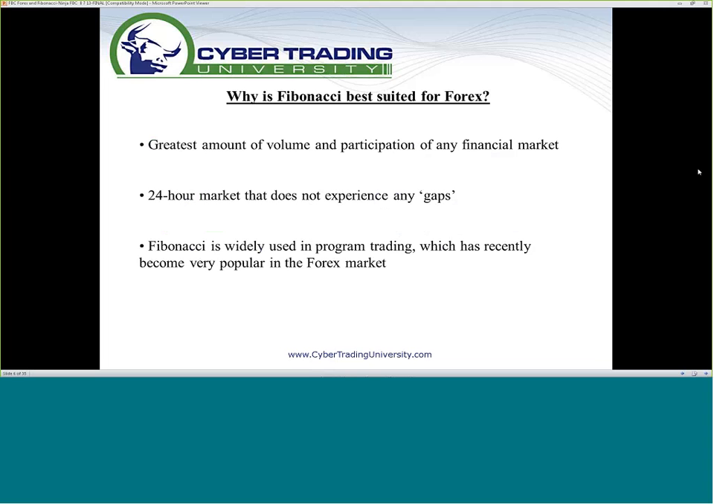Now, why is Fibonacci best suited for the Forex market? The greatest amount of volume and participation in any financial market is the Forex market. The 24-hour market does not experience any gaps, so it's seamless, where the market closes at 5 p.m.